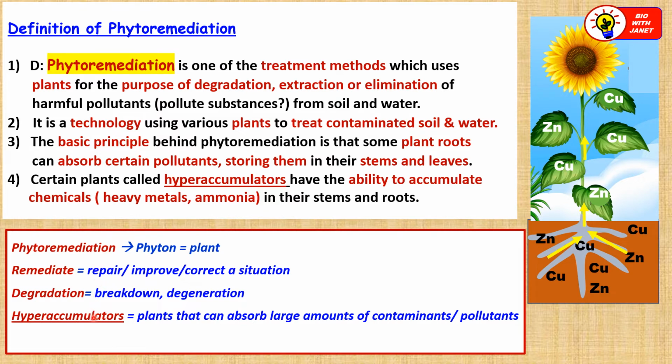Degradation means breakdown, and hyperaccumulators are plants that can absorb large amounts of contaminants and pollutants, either from soil or from water. So for sunflowers, they absorb a lot of zinc and copper. They can absorb zinc and copper from the soil.